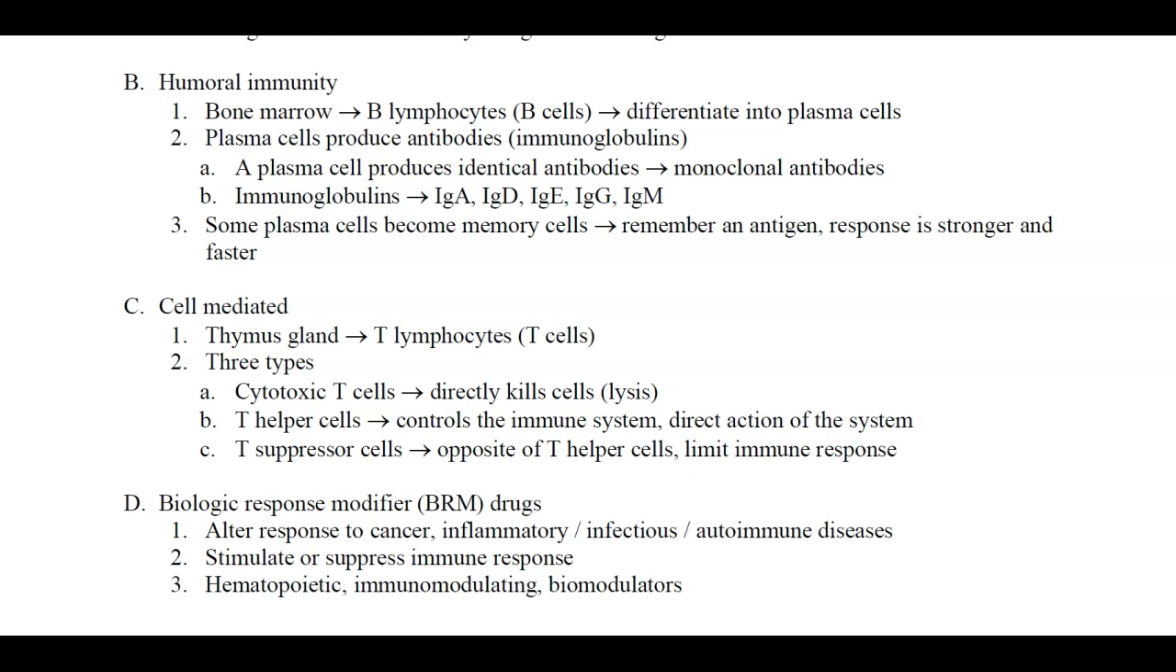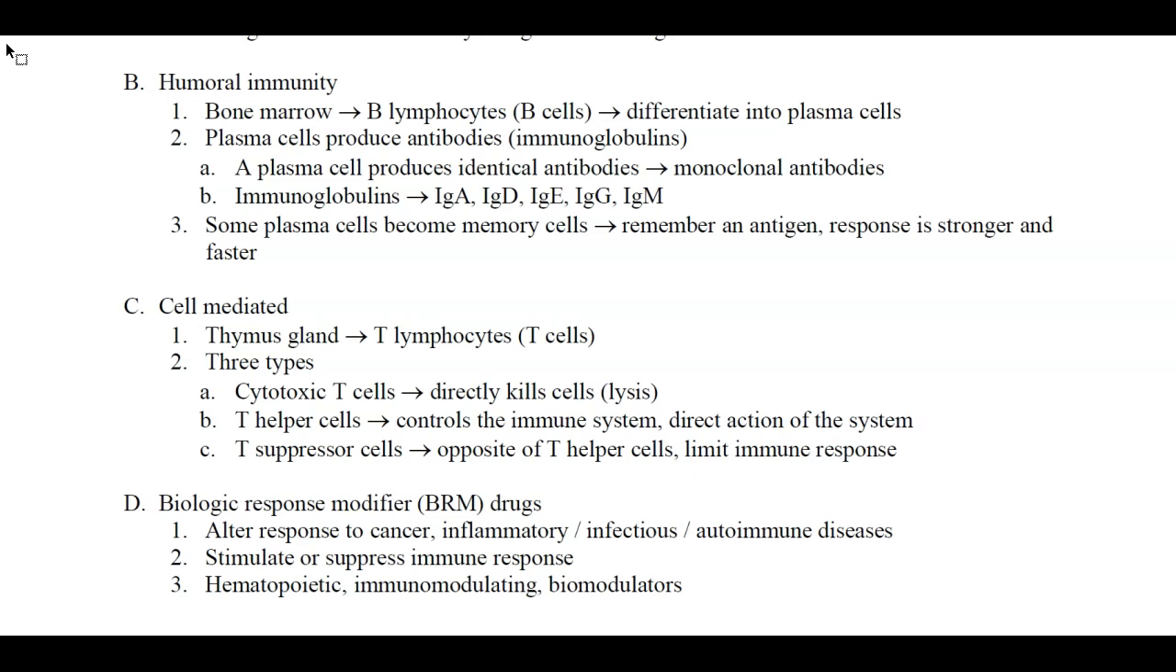So some plasma cells become memory cells, so they remember an antigen and then the response gets stronger and faster with each exposure. Cell-mediated immunity is basically mediated by the T cell function. So this comes from the thymus. So the thymus gland releases the T lymphocytes or the T cells. There are 3 types of T cells. So we have the cytotoxic T cells. So these cells directly kill cells or lyse the cells.